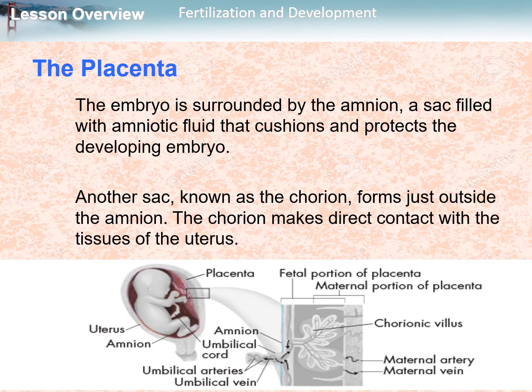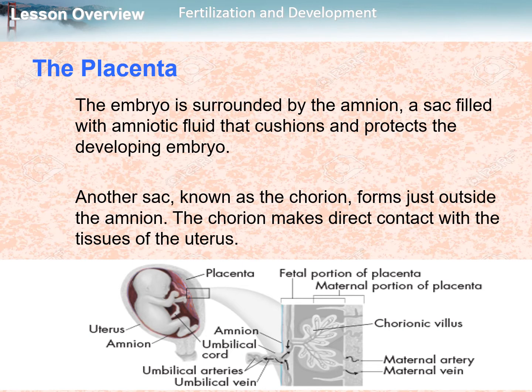Now the placenta. The embryo is surrounded by the amnion, which is shown in the figure, a sac filled with amniotic fluid that surrounds the growing embryo, cushions and protects the developing embryo. Another sac known as the chorion, this is the enlarged part, makes direct contact with the tissues of the uterus here.